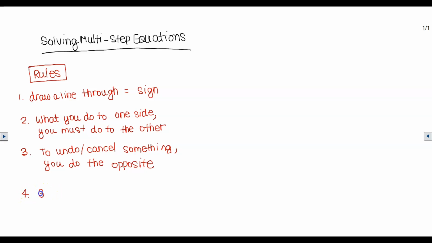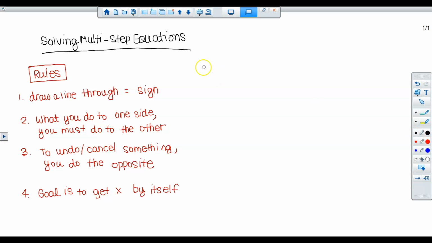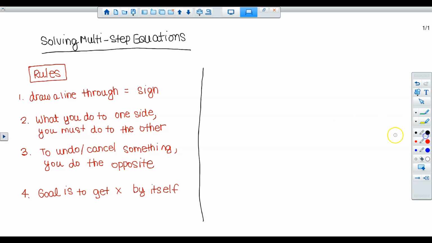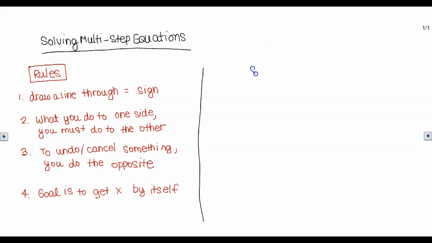And then the fourth and final rule of solving equations is to remember that the goal is to get x, or whatever the variable is, by itself. So there are your equation rules. And those are things that we have practiced throughout this unit. Now, remember that when we're solving multi-step equations, that there are steps that we have to follow.